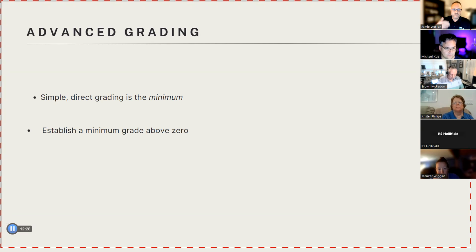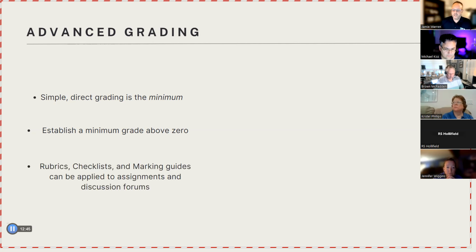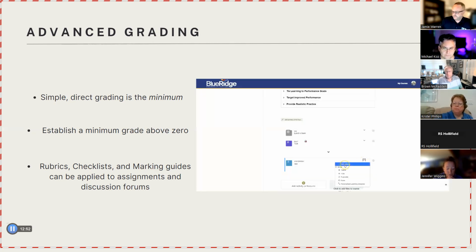And these techniques serve to answer that question, such as, if a student turns in an assignment, is the minimum grade going to be more than 0? So that's how you can have more granular control over this. And they can be applied to assignments and discussion forums in different ways. So here's real quick, just so you can watch this looping video.